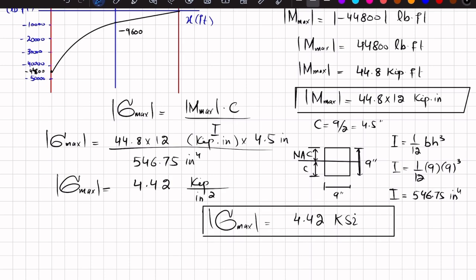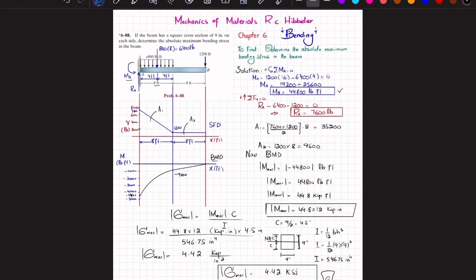And that is the answer to this question, in which we have calculated the maximum absolute bending stress for the beam and loading shown.